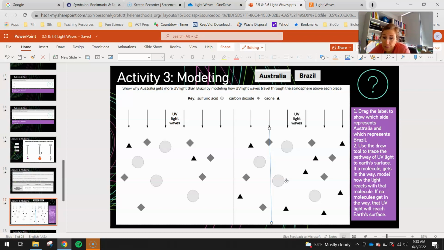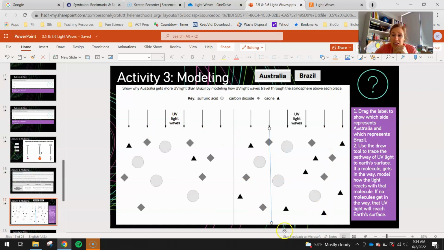different molecules. If no molecules get in the way, that UV light is going to reach the Earth's surface. So at the end of this, you're going to look and say, all right, which one has more arrows reaching the Earth's surface? Okay, based on what happens, like this UV light's going to hit this sulfuric acid, so what's going to happen to it? This one's going to hit this ozone, what's going to happen to it? This one's going to hit this carbon dioxide, what's going to happen to it?